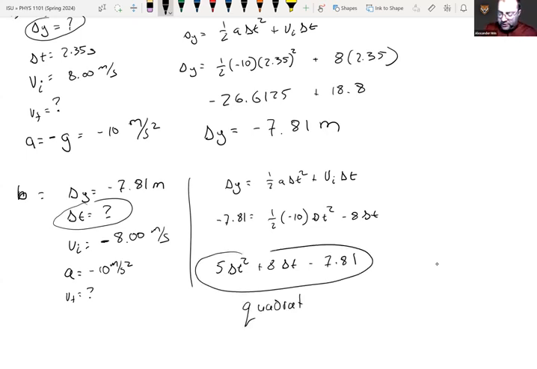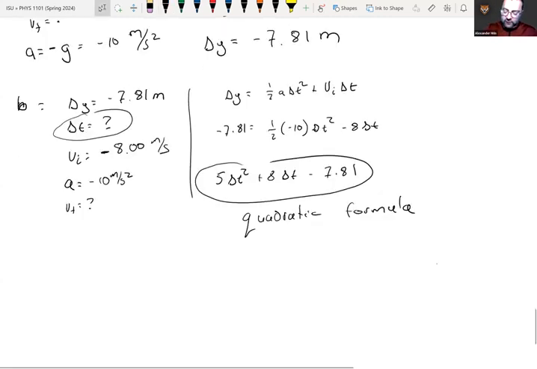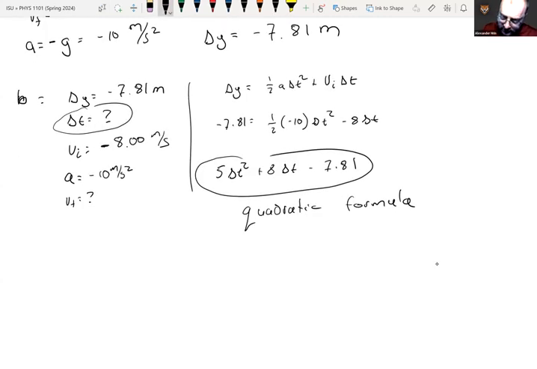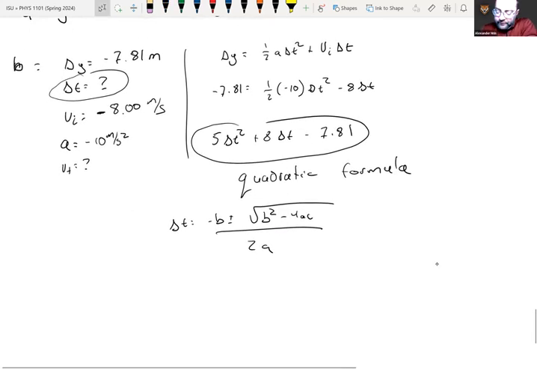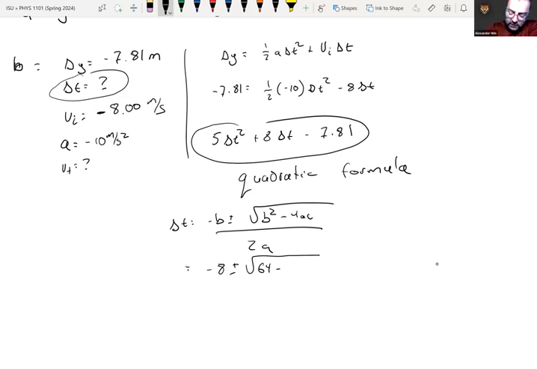So I would not even try to do this with factoring. As a reminder, the quadratic formula is delta t equals negative b plus or minus the square root of b squared minus 4ac, all over 2a. So from there, we'd have negative 8 plus or minus the square root of 8 squared, which is 64, minus 4ac. That'd be 20, and it turns out to be a plus.